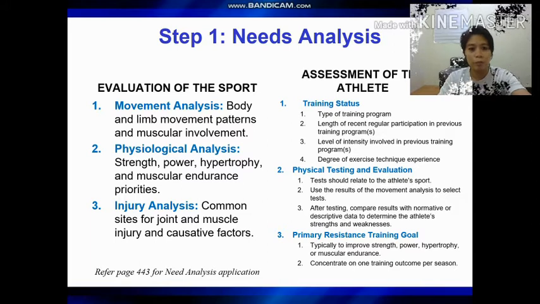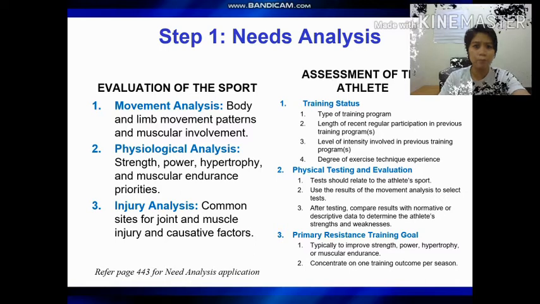Right. Second one will be the physiological analysis. Which one is more of a priority for that sport? I go back again to the football players. Okay, what do you think? Do they put more priority on strength, or power, or hypertrophy, or all four of these? Okay, understanding the needs of the sport will lead you better, right?